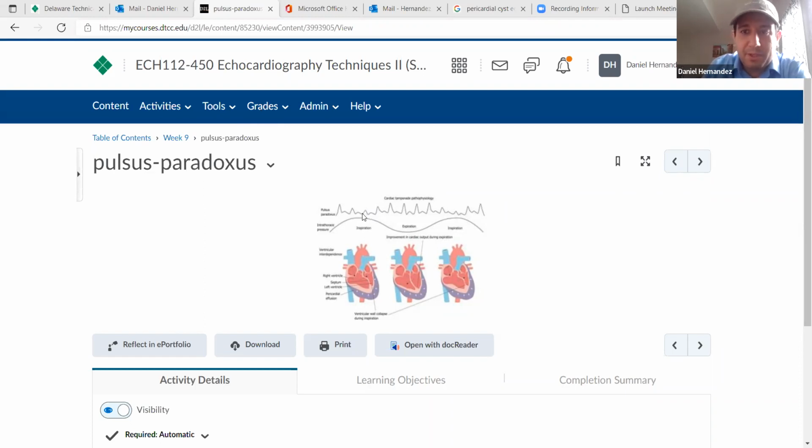So we said with inspiration, we have less outflow out of the LV and lower pressures. We can even see it on our EKG tracing. With patients with tamponade, with inspiration, we'll see smaller blips on our EKG tracing. With expiration, we'll see increased spikes on our electrophysiology chart. So that's our pulsus paradoxus.